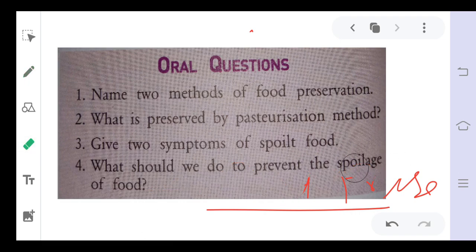So dear students, the second chapter is now over. In the next class we will discuss the different questions of the exercises. So revise it properly so that we can discuss the exercise questions. Thank you.